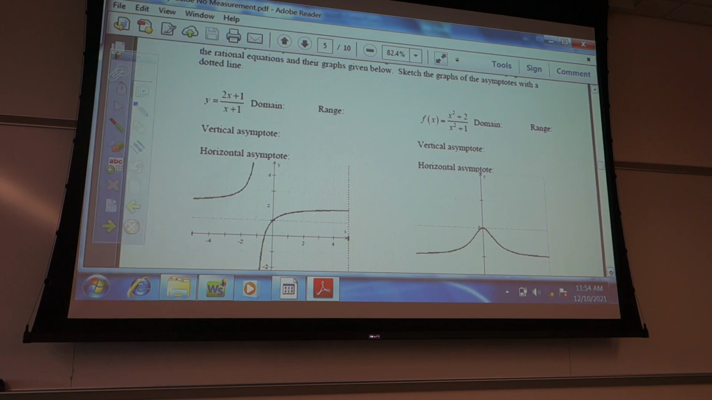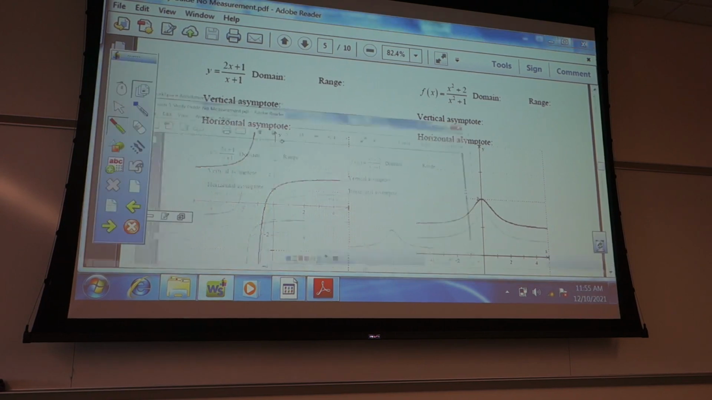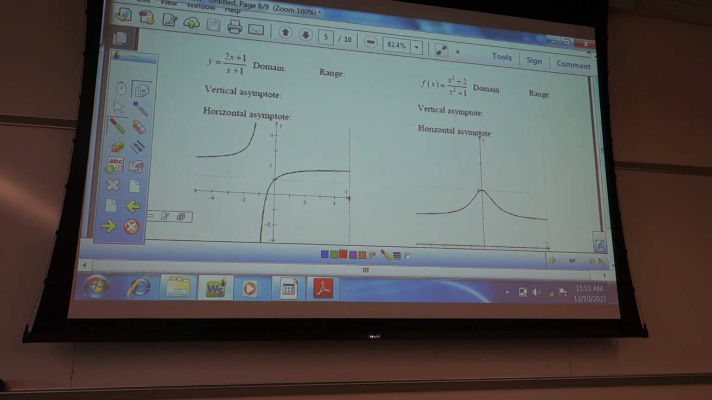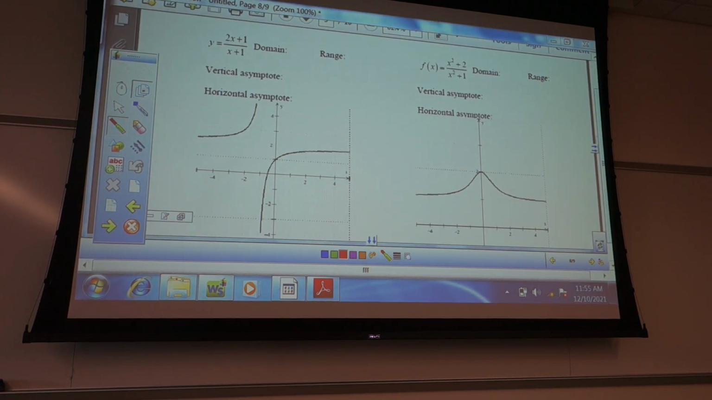Okay, so we did this last class. Do we need to do it again? Yes? Okay, so I want to take a look at A: find the domain and the range, and the vertical and horizontal asymptotes. I would say sketch the dotted lines in first. Dot in your asymptotes.